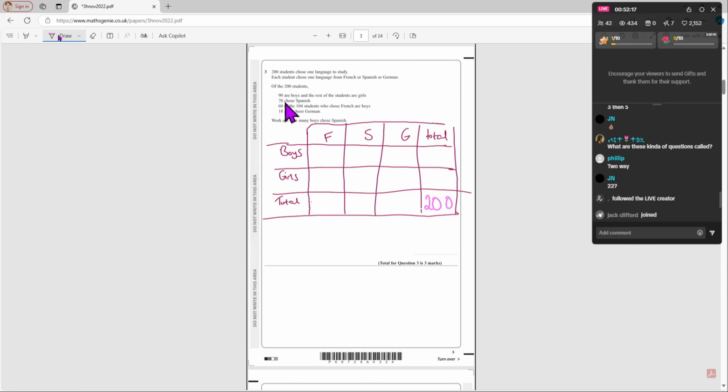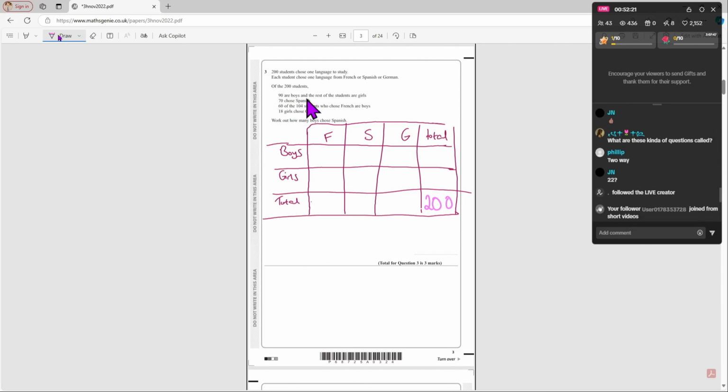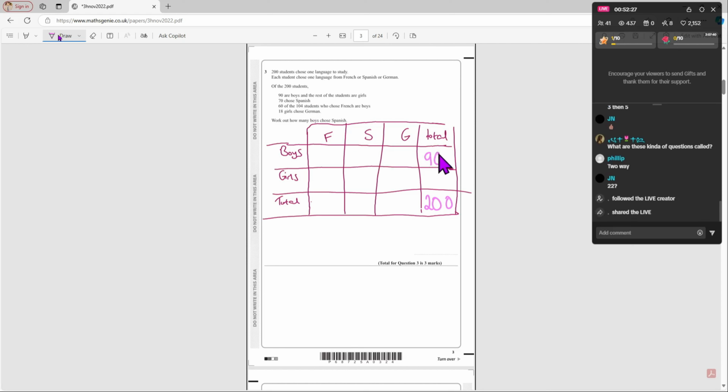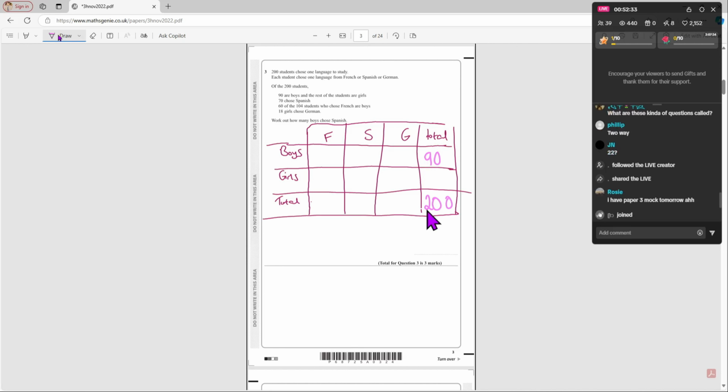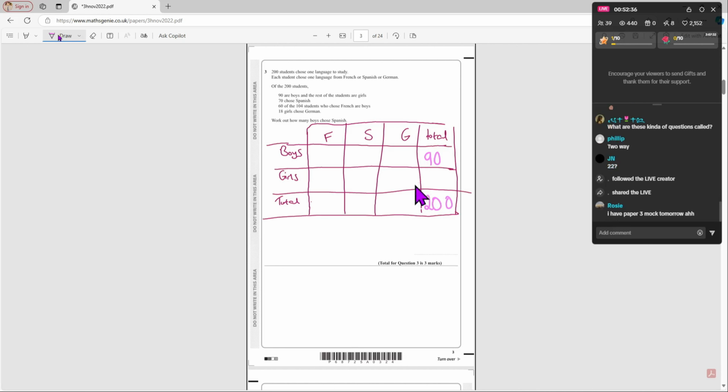And then it says 90 are boys and the rest of the students are girls. We know that 90 boys are in total, so that's going to go into the boys total. And if you know that there are 90 boys in total, we can work out the number of girls in total.